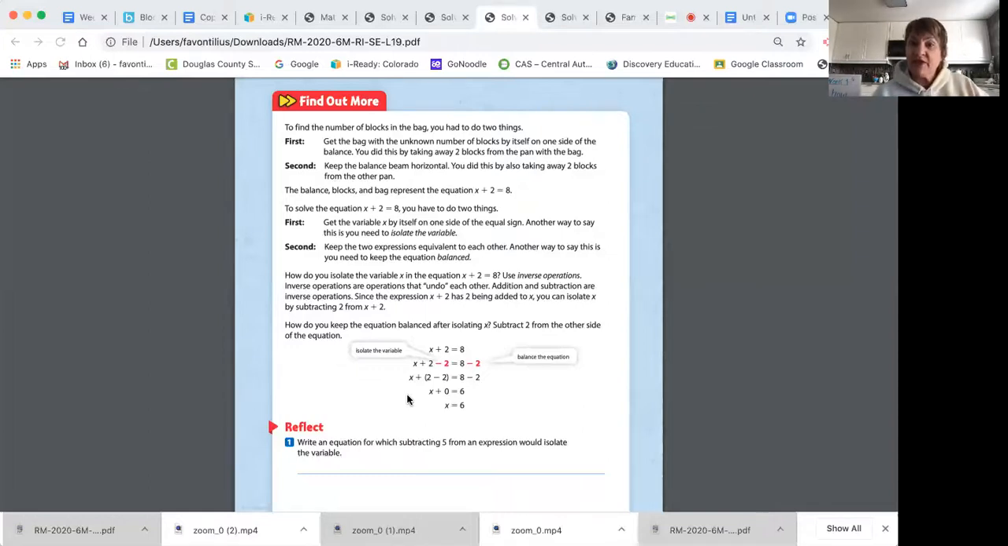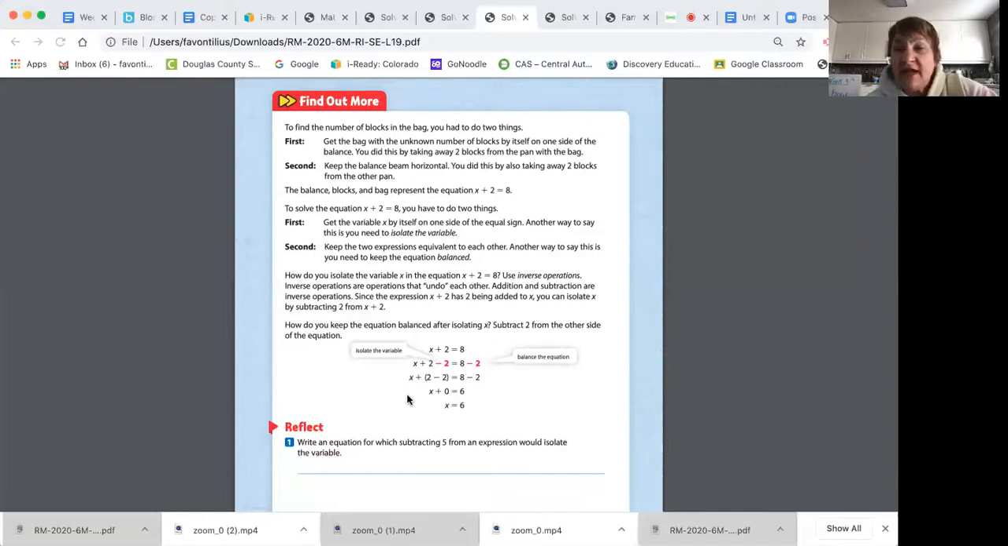Since the expression x plus 2 has 2 being added to x, you can isolate the x, meaning get it by itself, by subtracting 2. So if you go x plus 2 minus 2, you get rid of it.